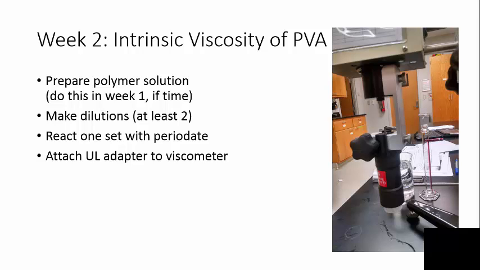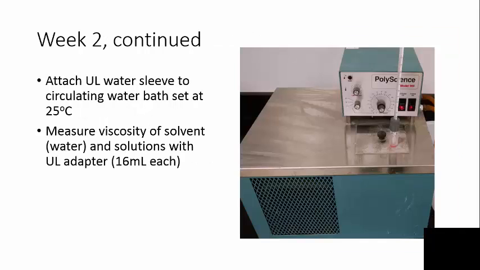While you're doing that measurement, I suggest you prepare your polymer solution that you'll use in the following week. Make at least 2 dilutions, react with periodate, so you should have 3 solutions of polymer and 3 solutions of degraded or periodate reacted polymer. And then we're going to use the ultra low viscosity adapter for the viscometer. Again, watch the video how to do that. And we want to do that at constant temperature because we know what K and A are in the Mark-Houwink relationship for 25 degrees.